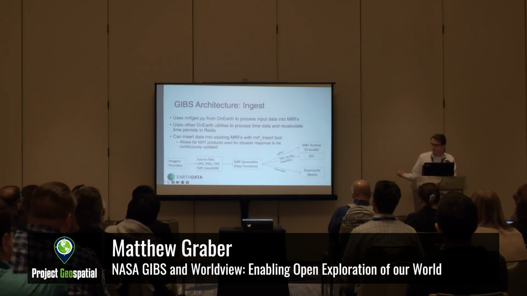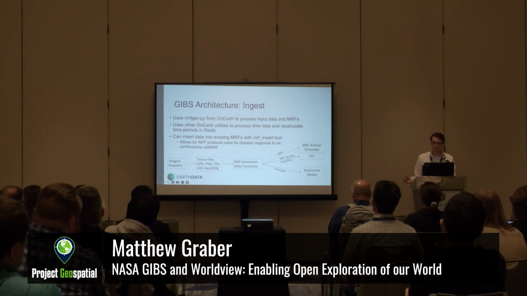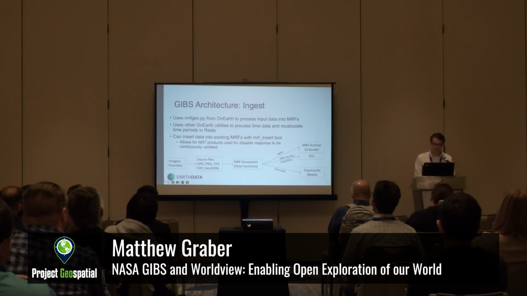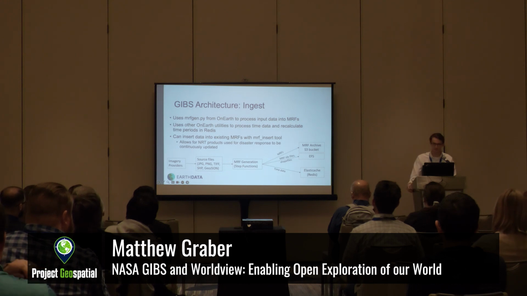So for our ingest pipeline, we use the utilities available in OnEarth to generate those MRFs and put them in S3 buckets in AWS. We use the mrfgen.py tool to do that, and we put the MRFs in the S3 bucket and the MRF index files in EFS for faster access times. And we also have time utilities from OnEarth that we use to regenerate those time periods that are needed for serving the imagery, and we put that in Redis as we ingest that data.